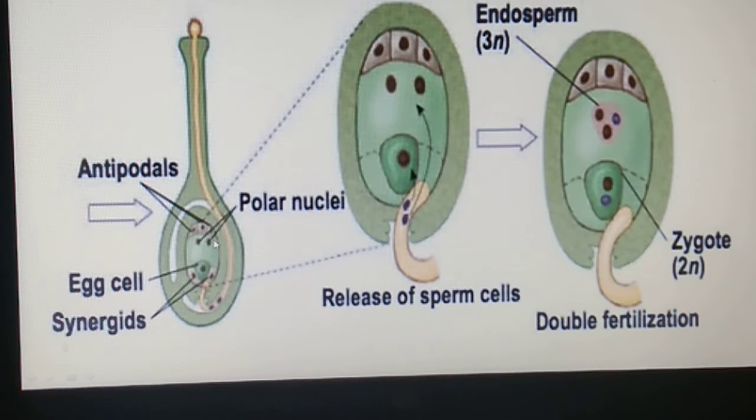Now these three you can see on this end, they are known as antipodals. And talking about the egg apparatus, which I have just told you, this egg apparatus consists of 1 egg cell and 2 synergids. And in the middle we have 2 polar nuclei. So how is this formed? Basically, this is formed by one functional megaspore mother cell. It keeps on dividing and forms 8 nuclei, which further go to the micropylar and chalazal end of the ovule, which we will be studying in class 12th, how they are actually formed.